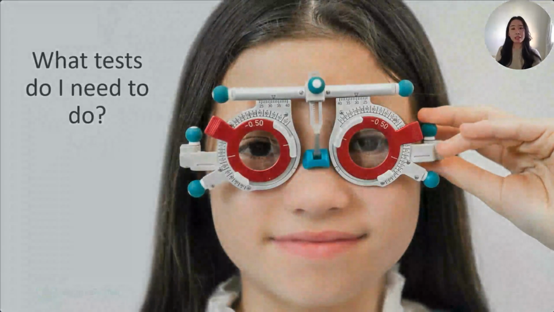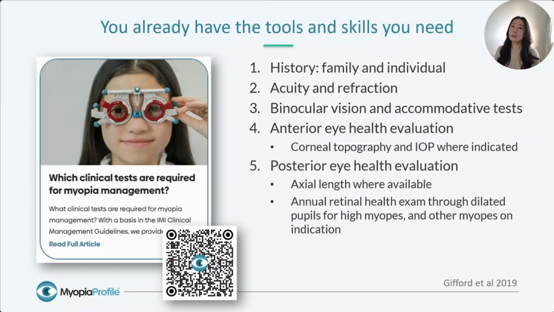Now, what does that mean for the tests we do in practice? Let's go through the key ones. So the good news is you probably already have most of the tools and skills you need for myopia management. It's really about applying them in a structured way. So of course we start with a thorough history, then we move on to getting an acuity and an accurate refraction, then binocular vision and accommodative testing. For ocular health, we assess both the anterior and the posterior segments. Now that might mean including intraocular pressure testing, corneal topography, and or a dilated retinal exam where indicated.